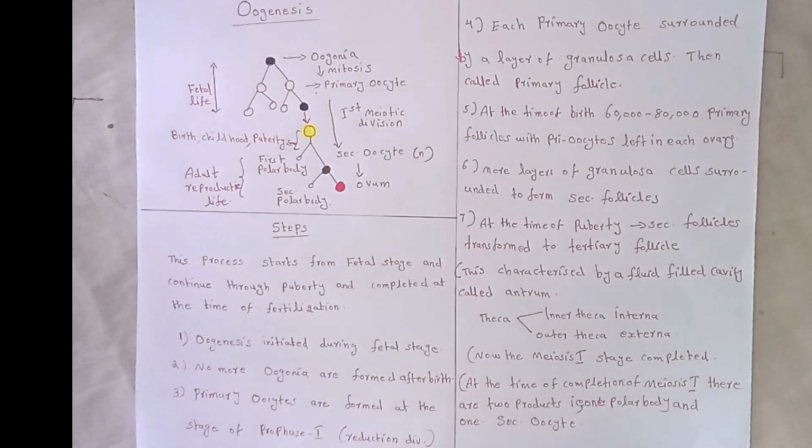The tertiary follicle further changes into mature follicle or Graafian follicle. The secondary oocyte forms a new membrane called zona pellucida.